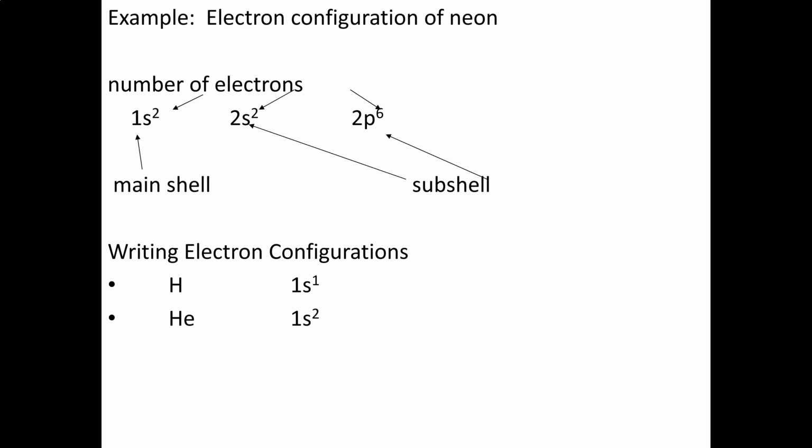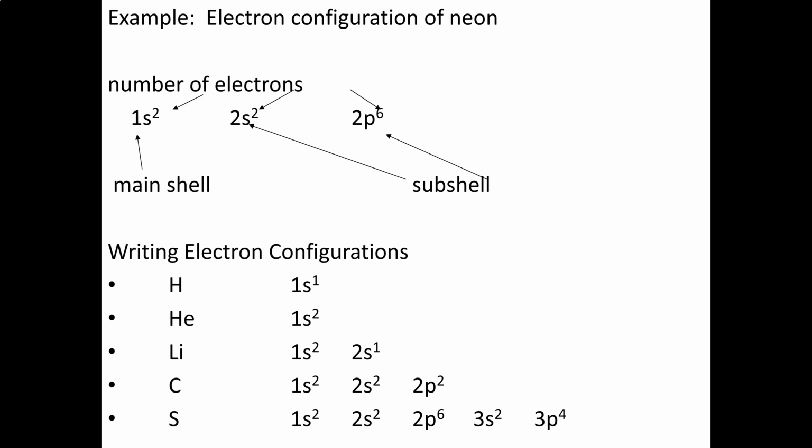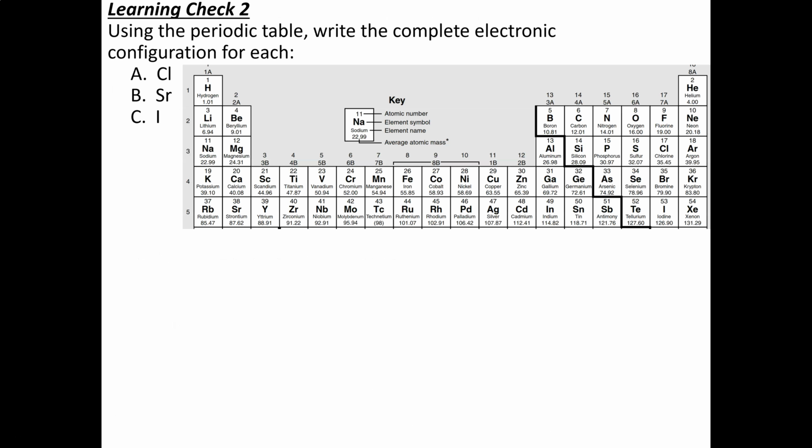Hydrogen is 1s1, helium 1s2, lithium 1s2, 2s1, carbon 1s2, 2s2, 2p2. I'm just going left to right using the periodic table like I did before. And sulfur is 1s2, 2s2, 2p6, 3s2, 3p4. Notice that the total count on the exponents matches the atomic number for sulfur, which is 16.